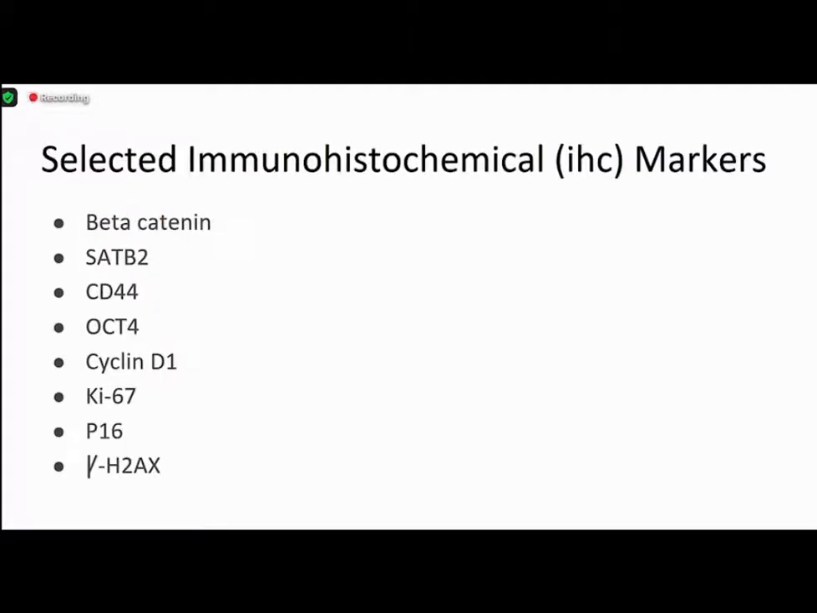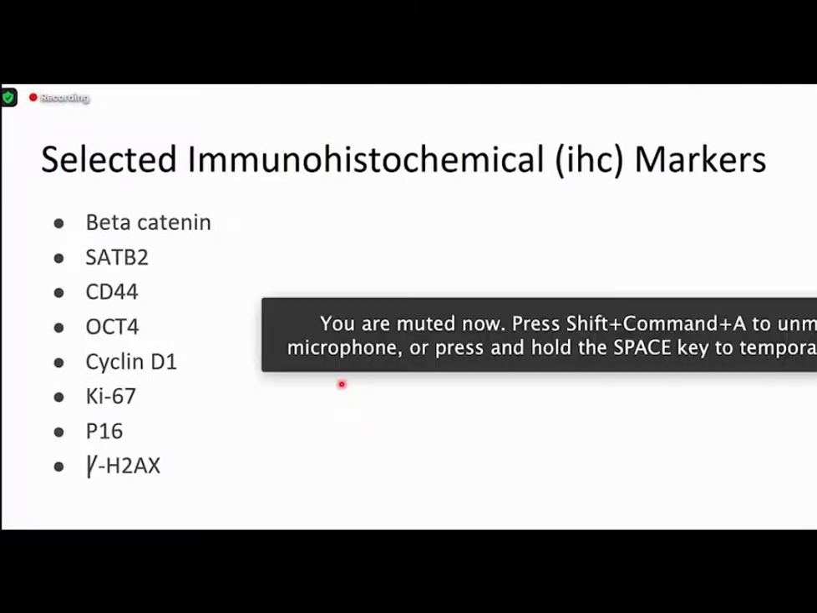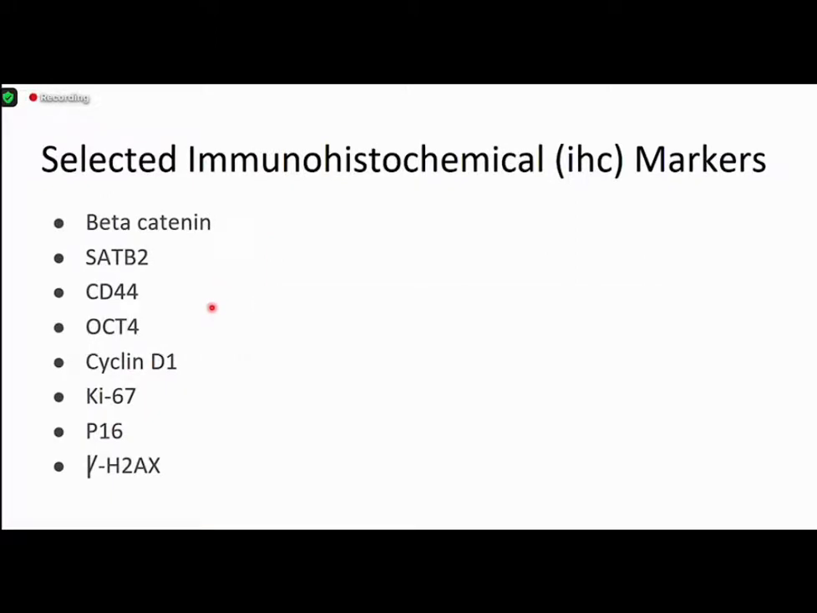The markers that we selected for our study are these: beta-catenin, SATB2, CD44, OCT4, cyclin D1, Ki67, P16 and gamma-H2AX. Out of these, the first four, beta-catenin, SATB2, CD44, and OCT4, were cell regulatory markers. Cyclin D1, Ki67, and P16 were cell cycle markers, and gamma-H2AX is the marker associated with cell senescence. So before talking about our study methods and design, it's good to have a brief review of these markers so that we have a better understanding of why we selected them.